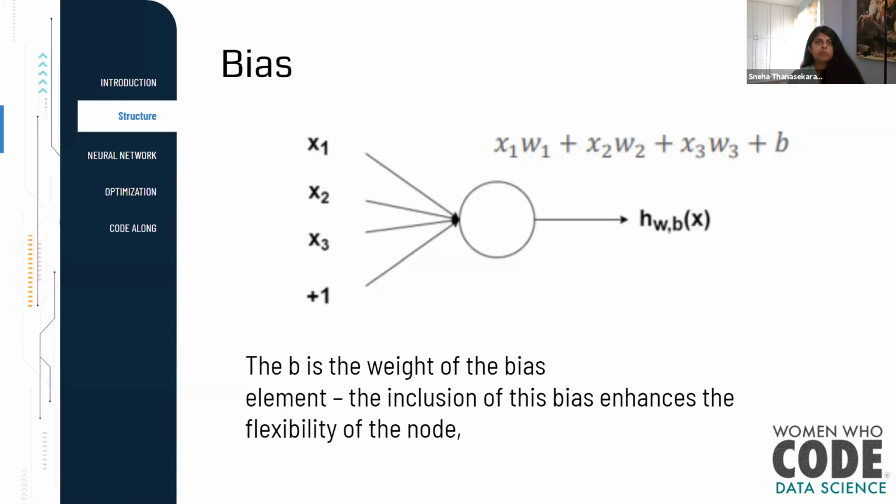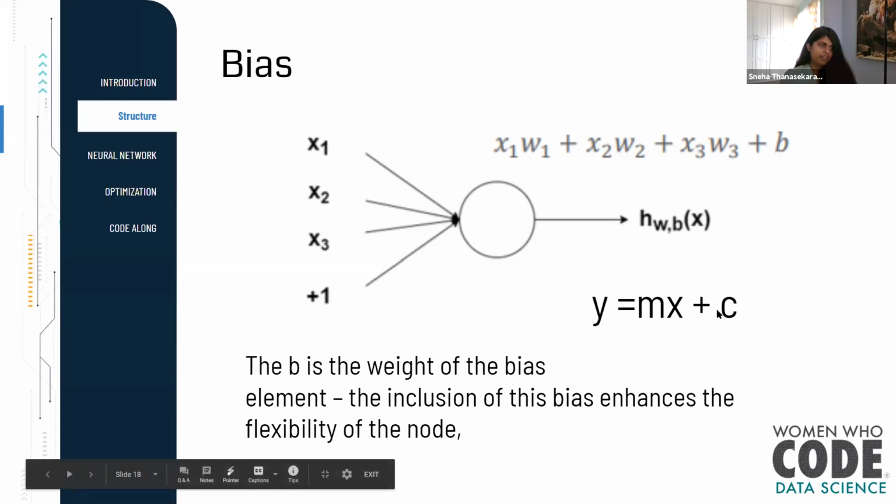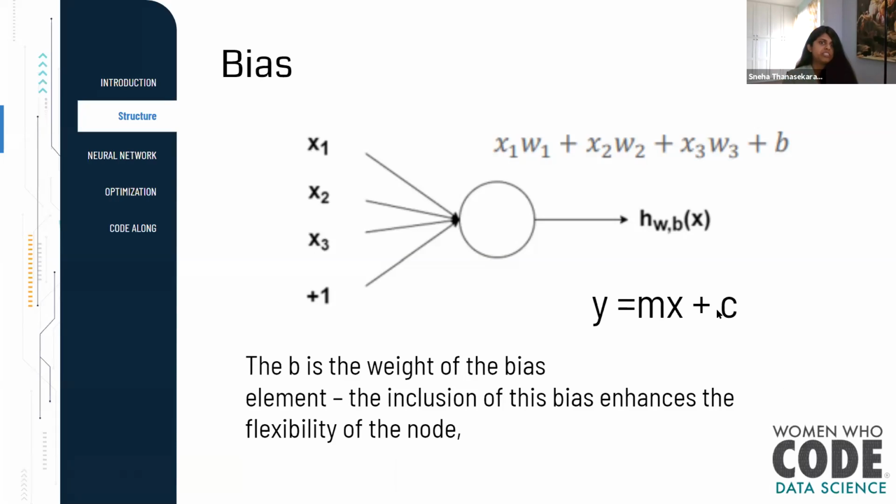And here there's one more term, the b, which is the weight of the bias. The inclusion of this bias enhances the flexibility of the node. What does that mean? Why can't we just have the weights? A simple way to understand bias is by thinking about the linear function y equals mx plus c. In a linear function, if the constant c is absent, then the line will pass through the origin no matter the change in y and x, and you will get a poorer fit because the line cannot move away from the origin.